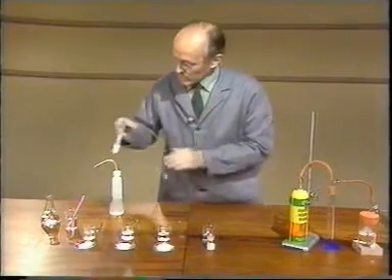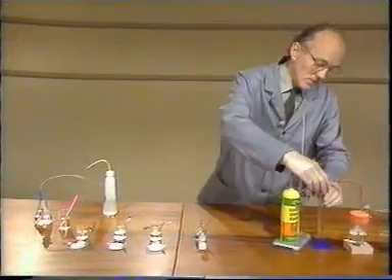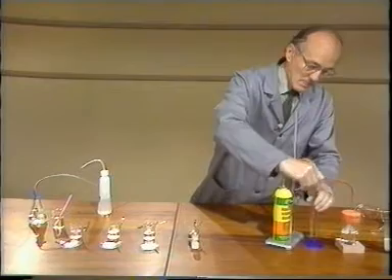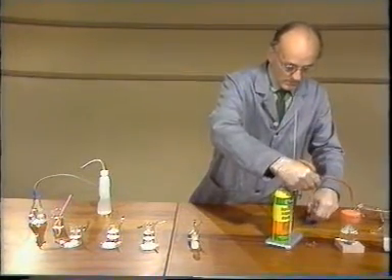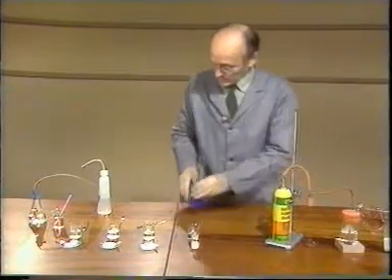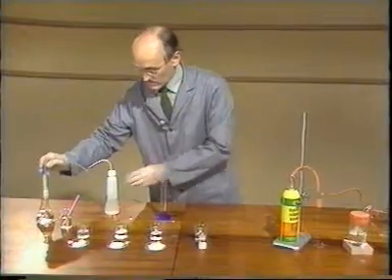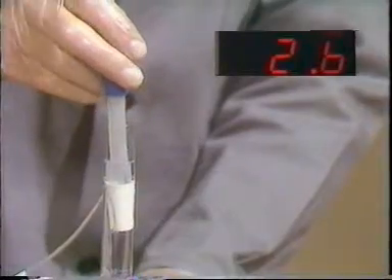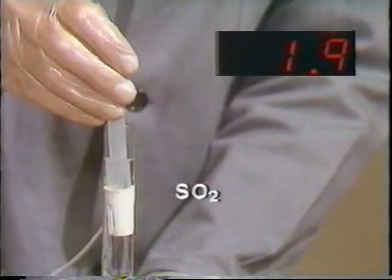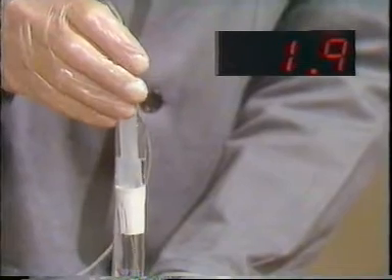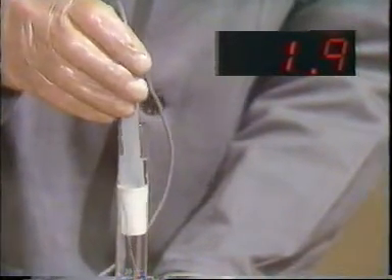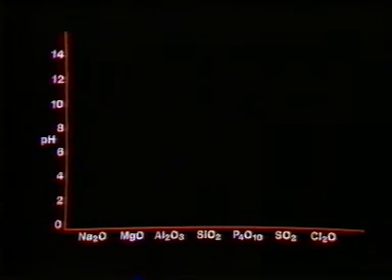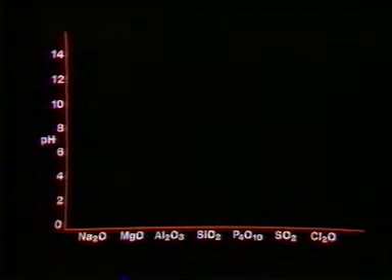For the sulfur dioxide, I'll have to disconnect this bung. And move the cylinder over here. Rinse the probe. And the pH of this solution is 1.9, 1.8. You should now be able to plot a graph of pH versus the compound as shown here, and use it to predict the pH of a solution of sodium oxide in water and dichlorine monoxide in water.